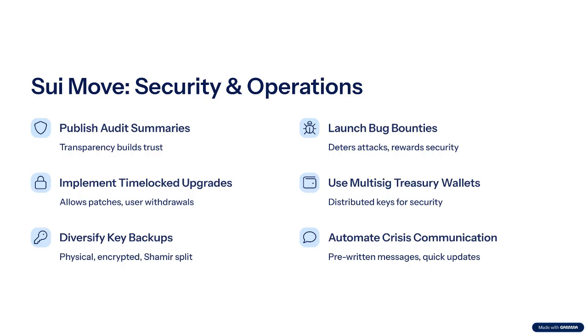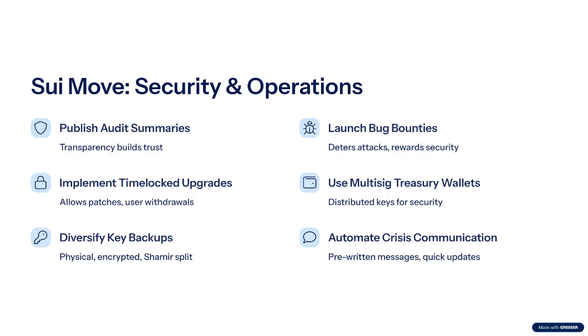A 24-hour time-locked upgrade cap gives honest developers space to patch while letting users withdraw if you ghost. Treasury wallet? Make it a 2 of 3 or 3 of 5 multi-sig, keys in different continents. No single laptop compromise takes the funds. Key backups: 1 in a fireproof box, 1 encrypted in Glacier, 1 QR split in 2 with Shamir secret sharing.